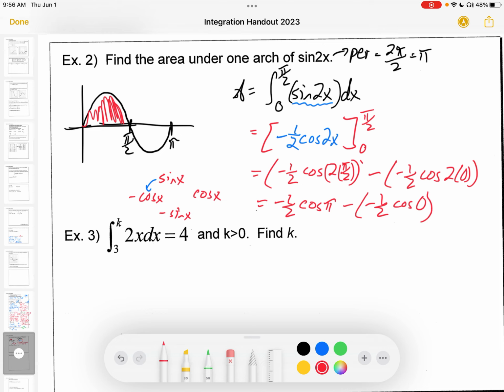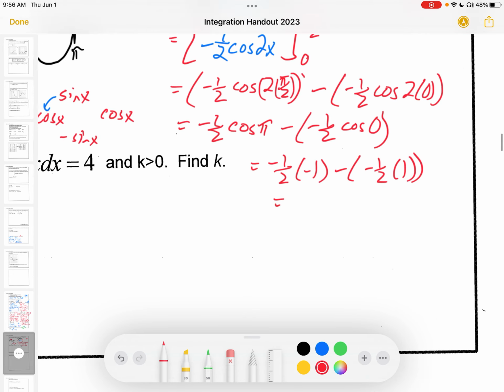And we could sub this in our calculators. But the cosine of pi is way back here. It's negative 1. So this would be negative a half times negative 1 minus negative a half. The cosine of 0 is positive 1. Oh, that's a lot of brackets. Let's see what happens here. Negative a half times negative 1 is a half. Okay, plus a half. Oh my gosh.